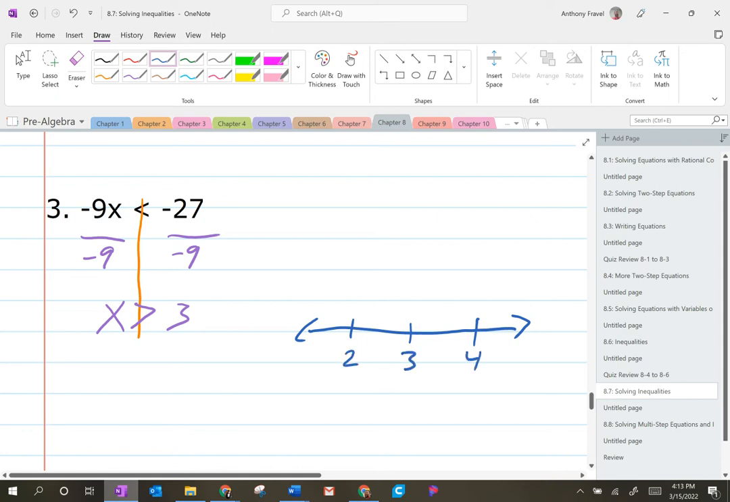So I got 2, 3, and then 4. It says x is greater than 3. If it's greater than 3, that means right here it will be an open circle. It's pointing to the right, so I will fill in to the right. And that's what I got for my number line.